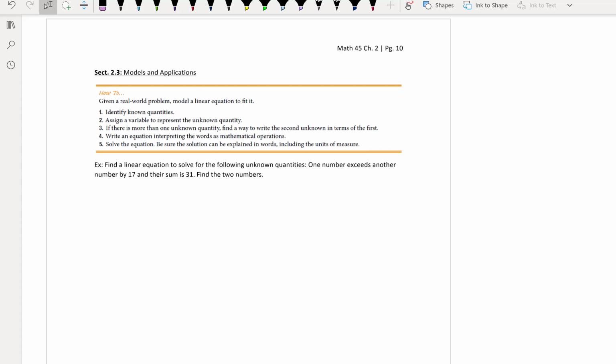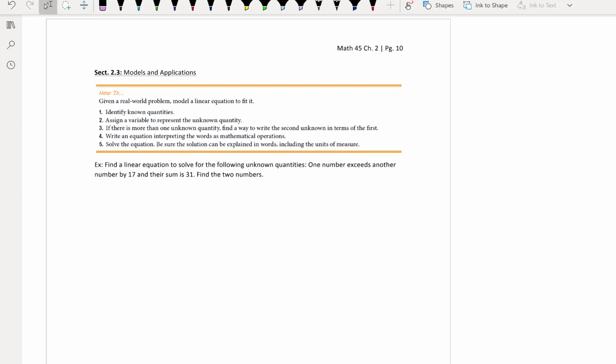We are going to continue Chapter 2, page 10, section 2.3, Models and Applications. For the first example, it says find a linear equation to solve for the following unknown quantities. One number exceeds another number by 17. Their sum is 31. Find the two numbers.